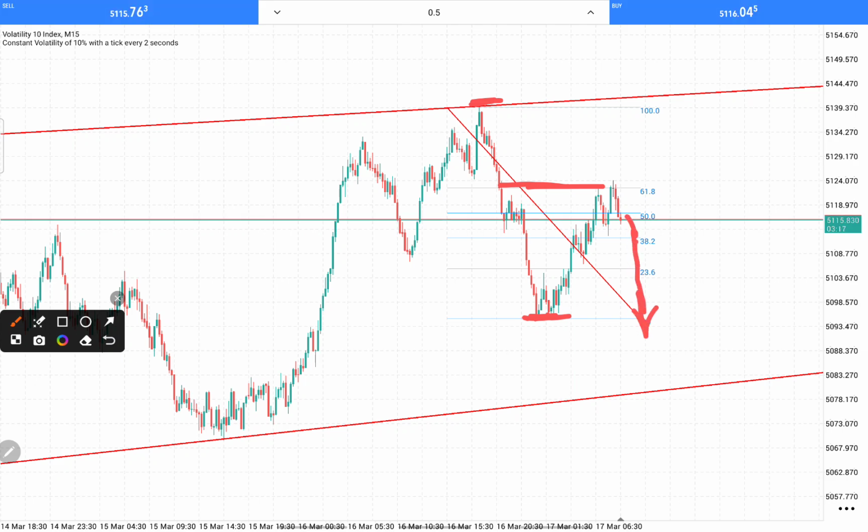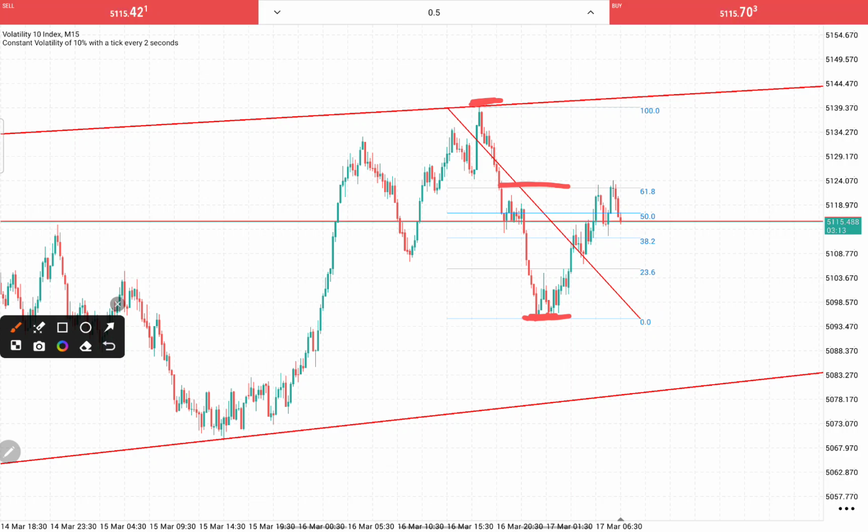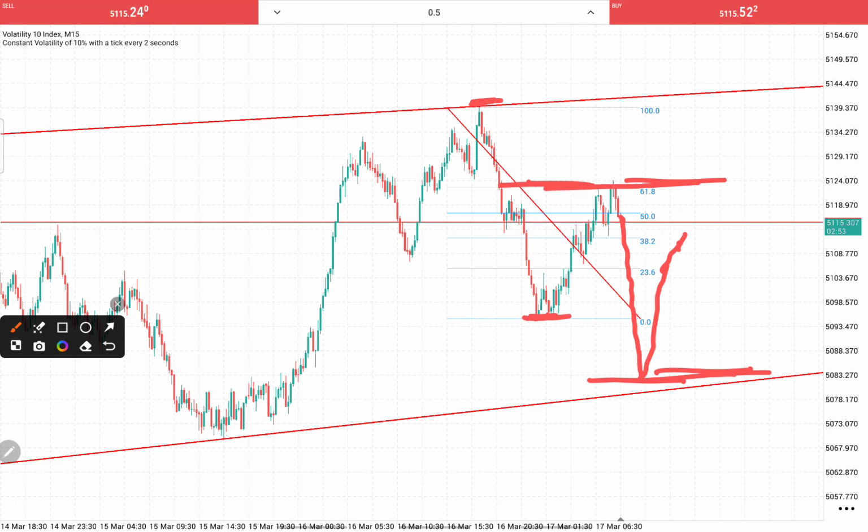Do you understand? Now the same thing that happened in the previous analysis that we did: if the market now further goes down to somewhere like this, the market would definitely retrace back up again. Now we can calculate from here to here, another Fibonacci retracement, for you to know when to enter. I hope you understand.